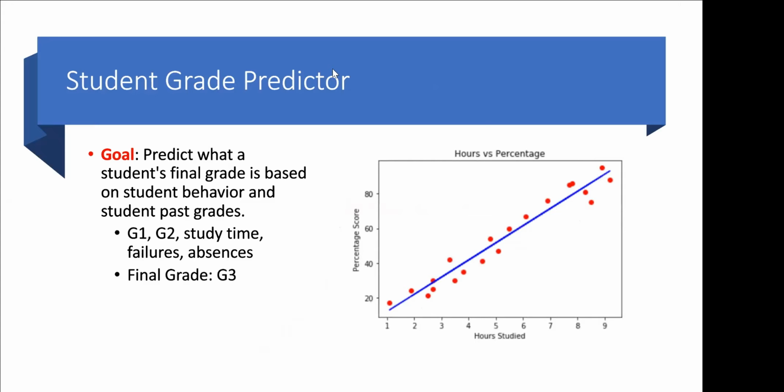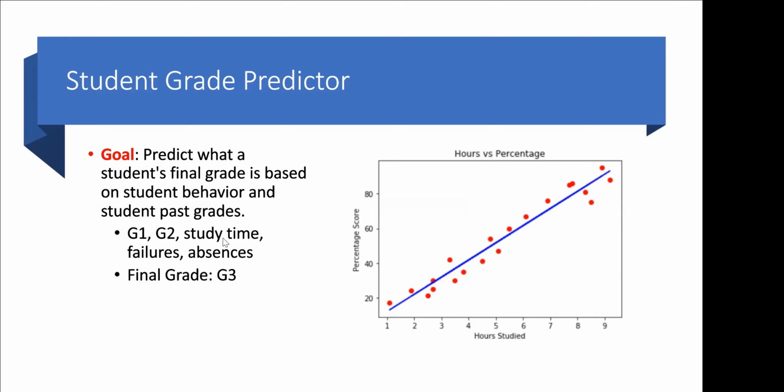Now, what we're going to be building is something called a student grade predictor. Essentially, we want to predict a student's final grade based on their student behavior and their past grades. In our data set, which I'll show you how to pull from the University of California, Irvine (UCI) machine learning repository, we're going to be looking at the following attributes: their grades from their first trimester, G1, their second trimester, G2, their study time, so how many hours they study for an exam, the number of failures they experience in a semester, and their number of absences.